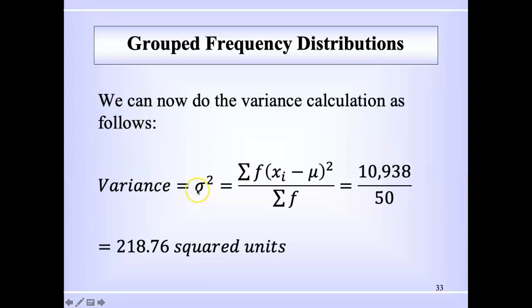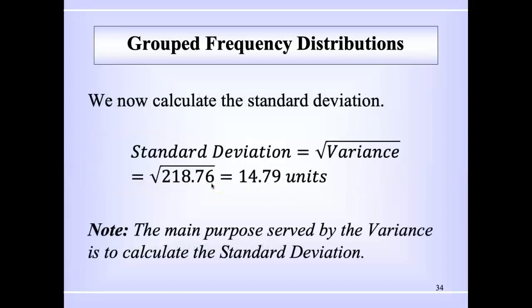This sign, an O with a little dash, is a Greek symbol called sigma, S-I-G-M-A. And sigma squared is the variance, while sigma by itself would be the standard deviation. So the standard deviation, represented by sigma, is the square root of the variance, and the square root of 218.76 is 14.79. Again, we write units because we're being general. If it was centimeters, we would have just written centimeters. If it was miles, then that's what we would have written.